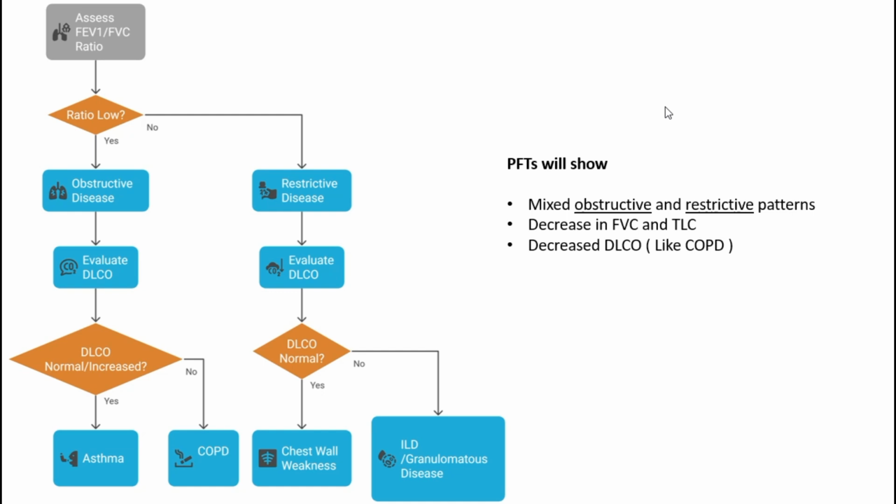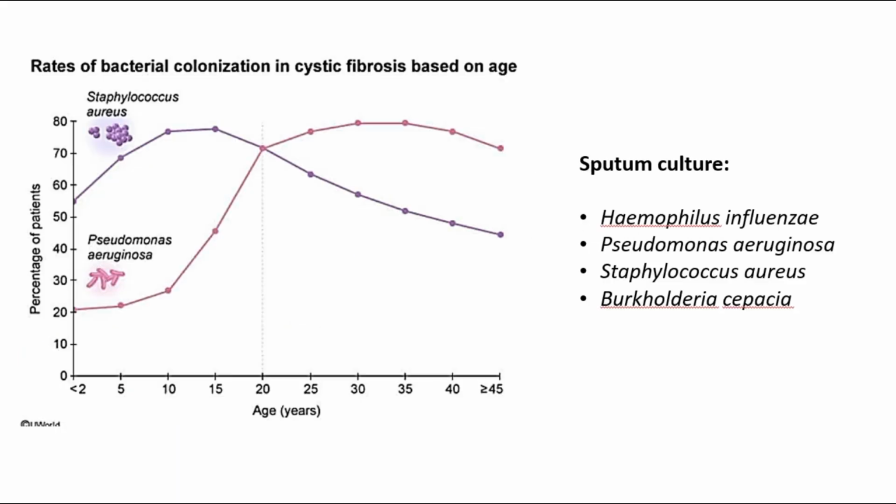In cystic fibrosis patients, we will have mixed obstructive and restrictive patterns. We will have decreased forced vital capacity and decreased total lung capacity, along with decreased DLCO, just like COPD and interstitial lung diseases. Now, what are the common pathogens that we will find in cystic fibrosis patients? These are the 4 most common pathogens: Haemophilus influenzae, Pseudomonas aeruginosa, Staphylococcus aureus, and Burkholderia cepacia.